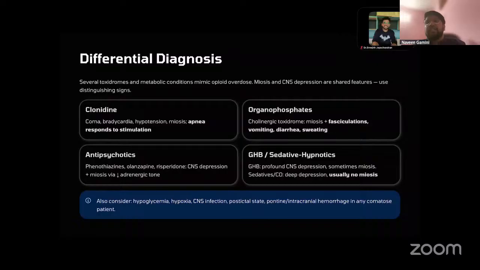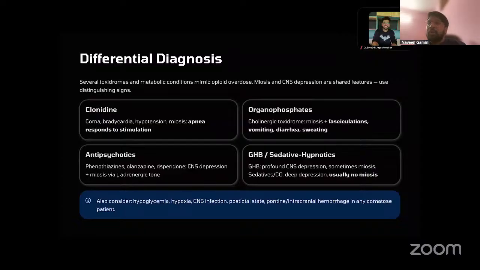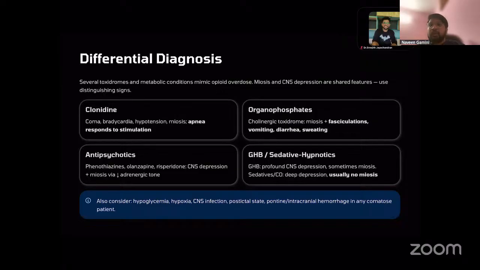Next, what are the differential diagnoses for opioid toxicity? We need to consider all the toxidromes and metabolic conditions that mimic opioid overdose. Importantly, those having miosis and CNS depression. These two features are what make up our differential diagnosis. One is clonidine toxicity. Clonidine will also have apnea, but the apnea will respond to stimulation, and the patient will categorically have bradycardia and hypotension in clonidine.